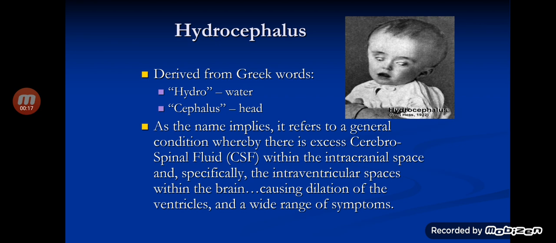The word hydrocephalus is derived from the Greek words for water in the head. As the name implies, it refers to a general condition whereby there is an excess of cerebrospinal fluid within the intracranial space, specifically the intraventricular spaces within the brain. This will lead to the dilatation of those ventricles and a wide range of symptoms.